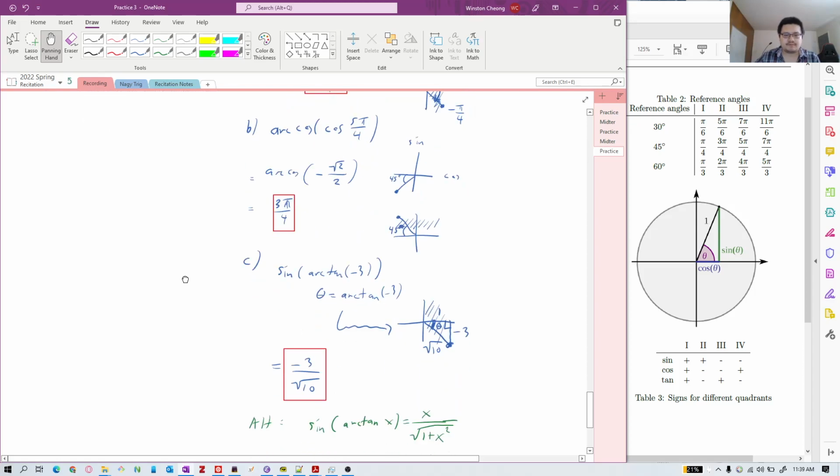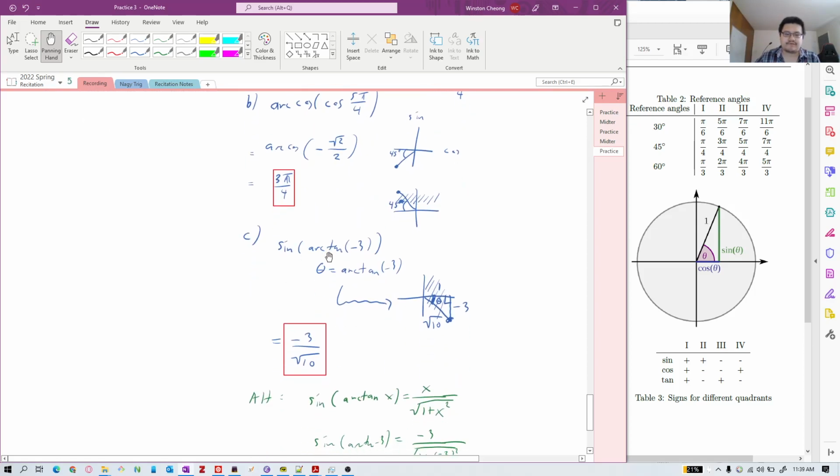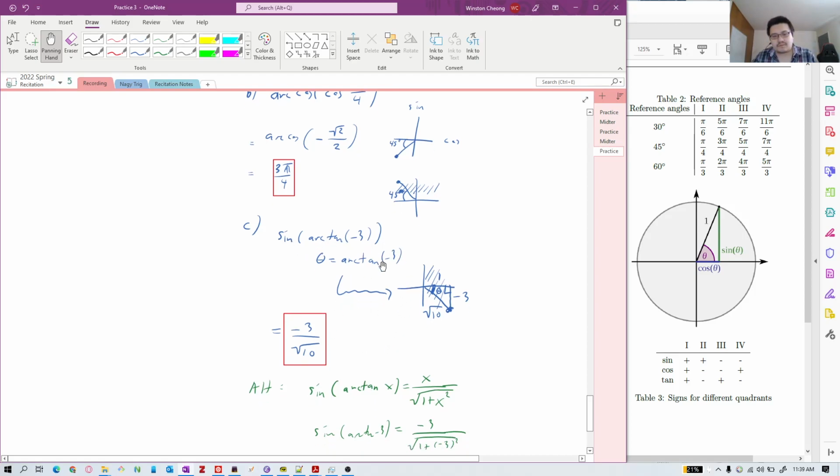Part C, slightly different. Now we have the inverse trig function inside. And I did this in two different ways. The first way is to think about it, and the second way is to resort to formulas. So, okay, if we think about it, arctan of negative 3 is going to be some angle.